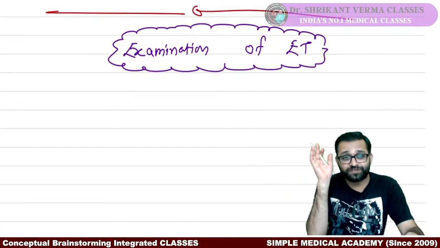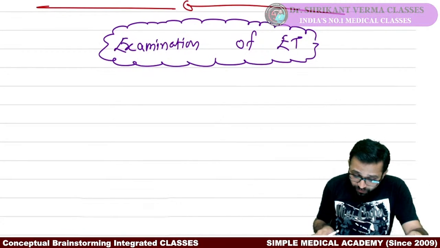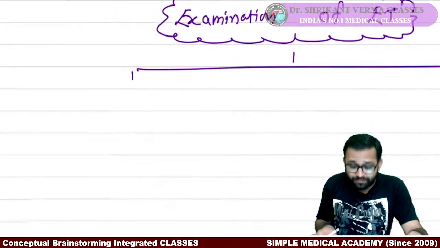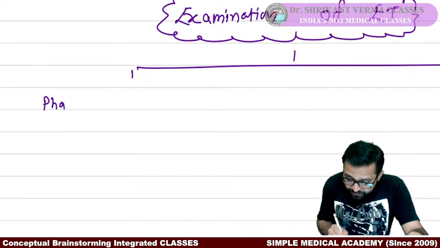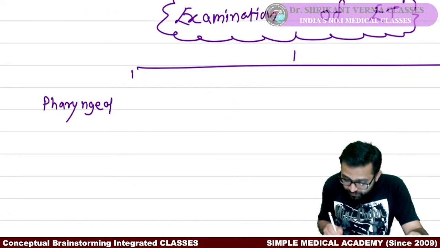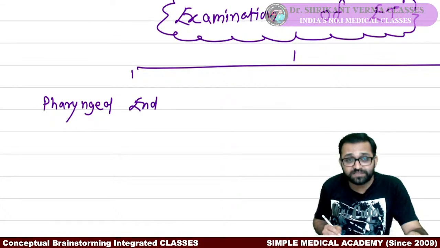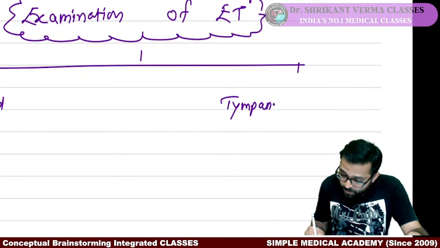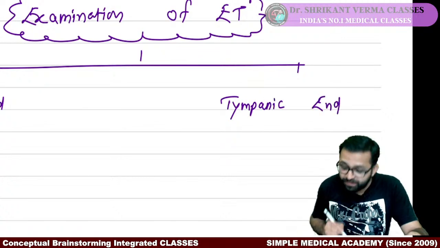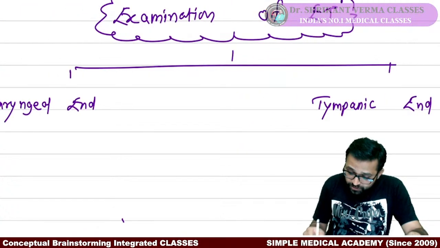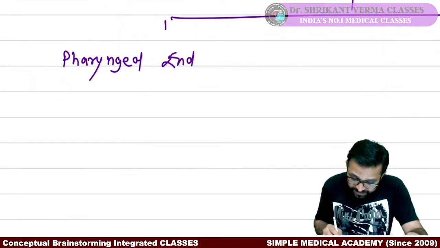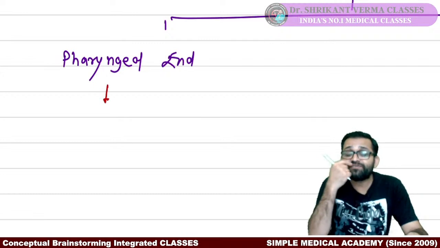It will be very beneficial. So we are doing the examination of our Eustachian tube. Yes, we have to do examination of the pharyngeal end, and we have to do examination of the tympanic end. So try to understand this pharyngeal end, which is near the pharynx.